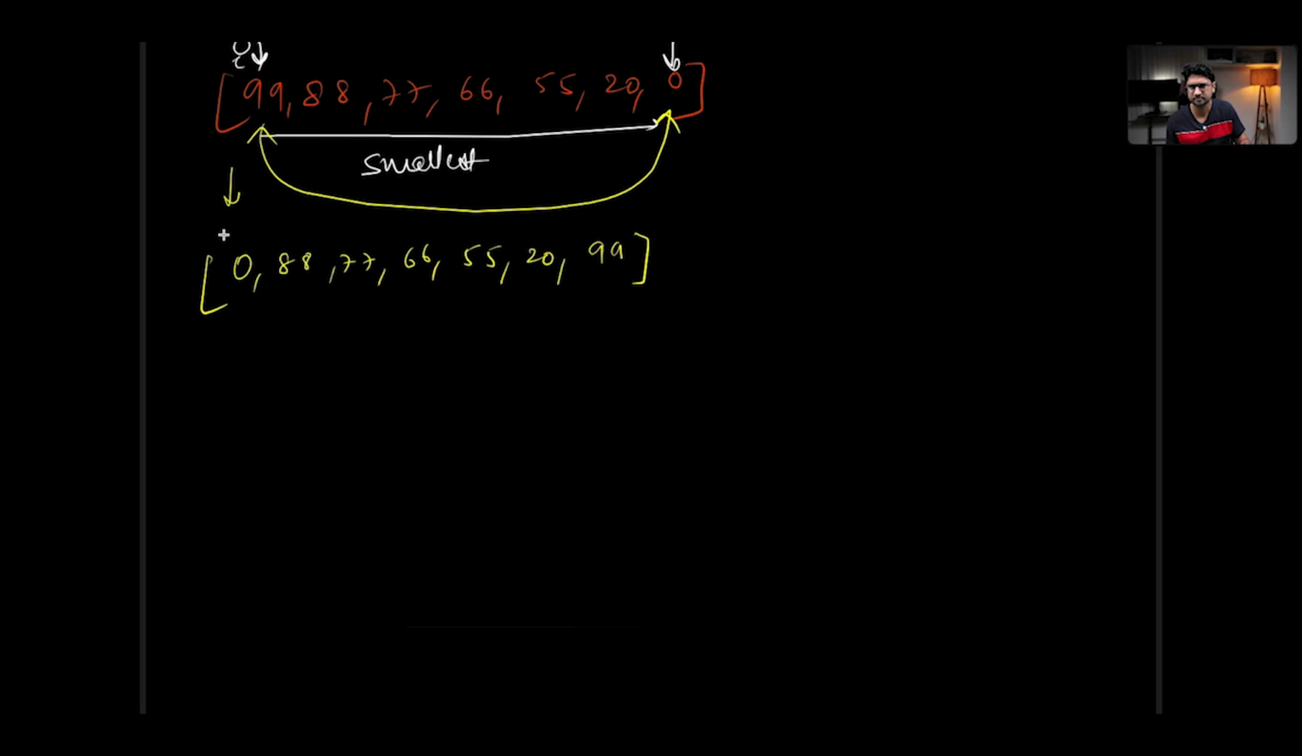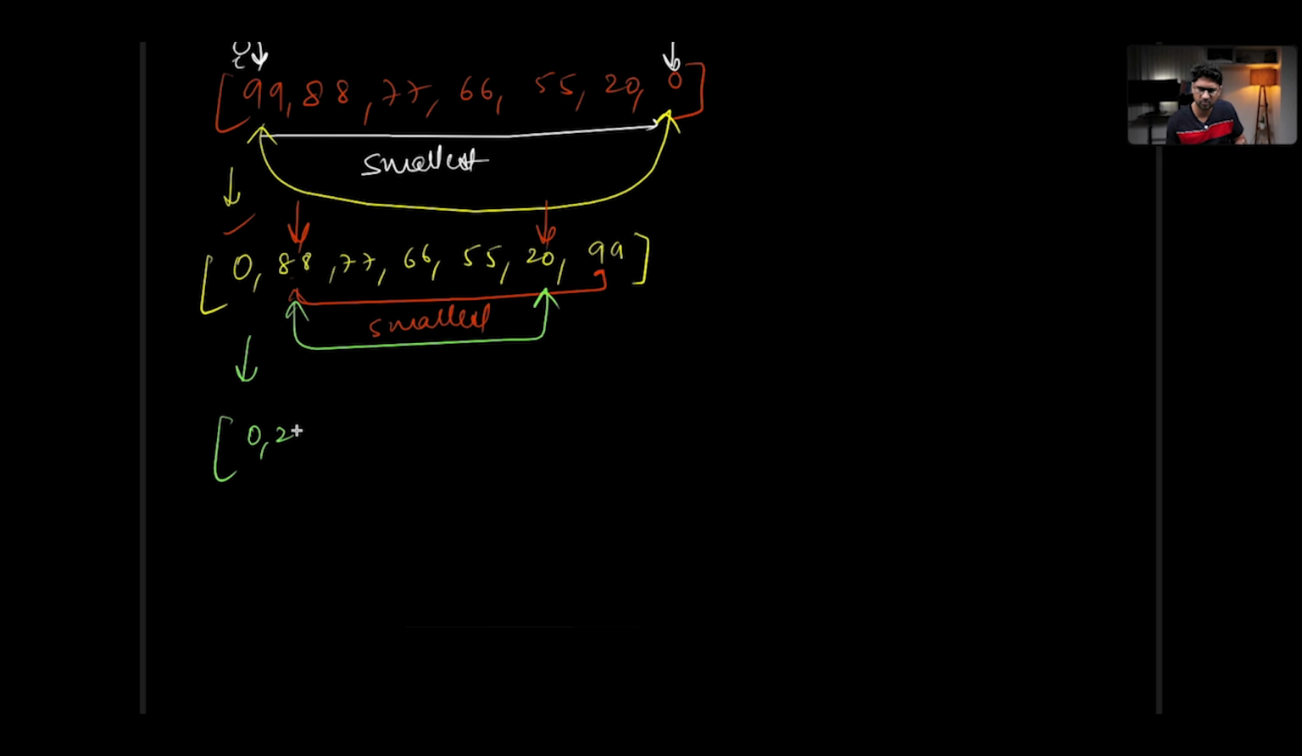Perfect, this is done. Now I am sitting at this position, and again from here till the end I have to find the smallest. Now from 88 till 99, which is the smallest element? 20 is the smallest element. So I need to swap these two values. So this becomes 0, 20, and then it is 77, 66, 55, 88, 99. The first two elements are correctly done.